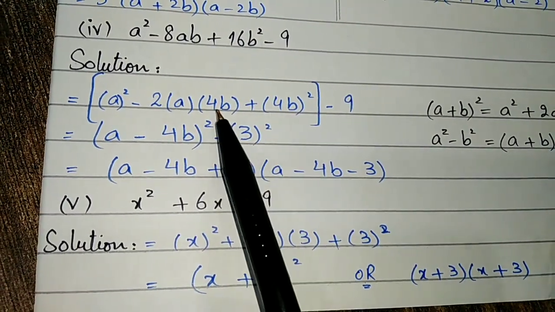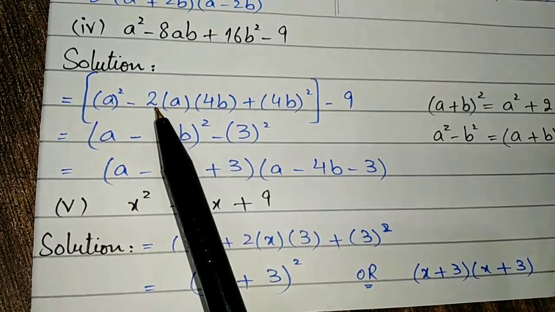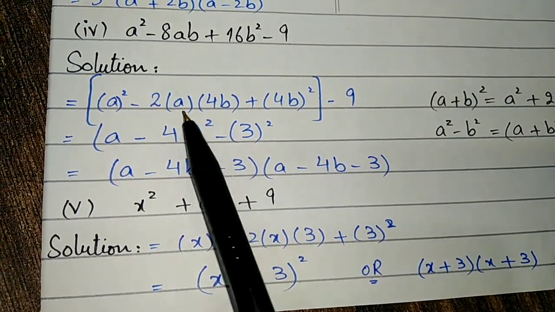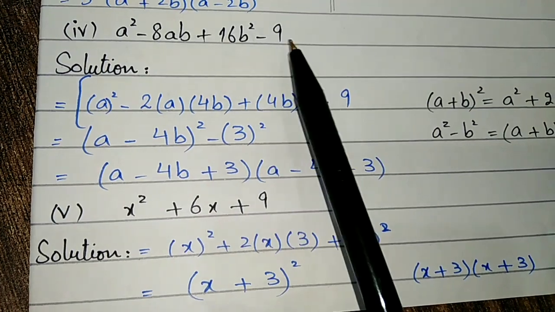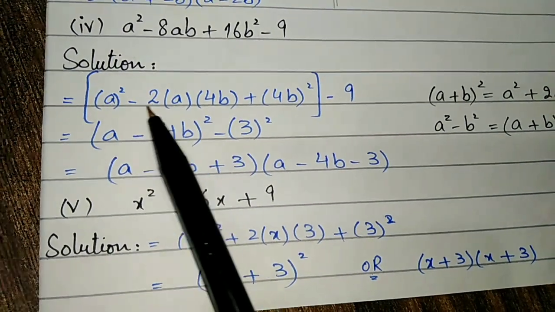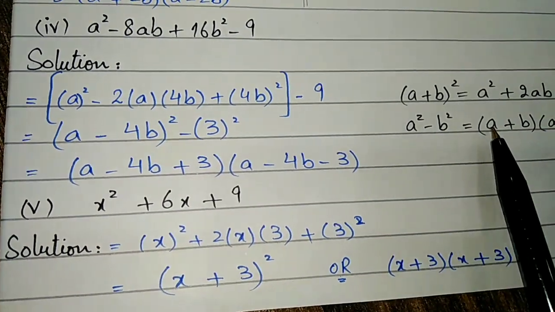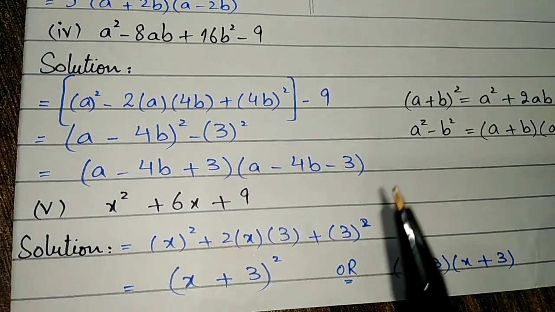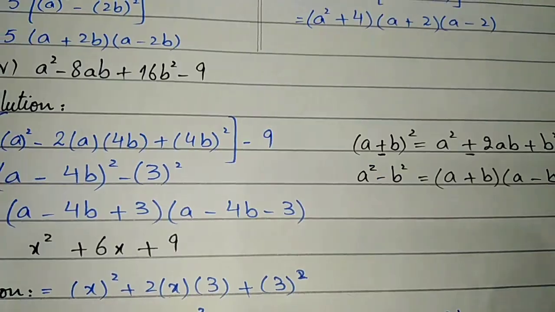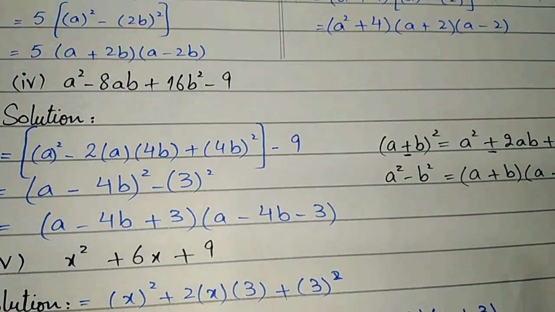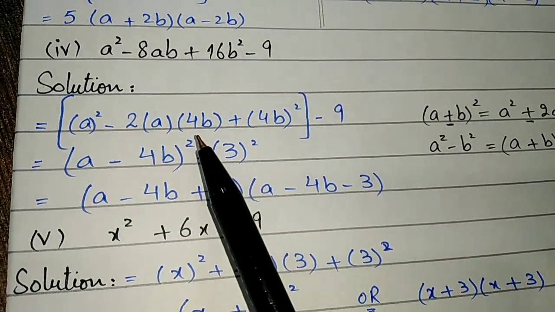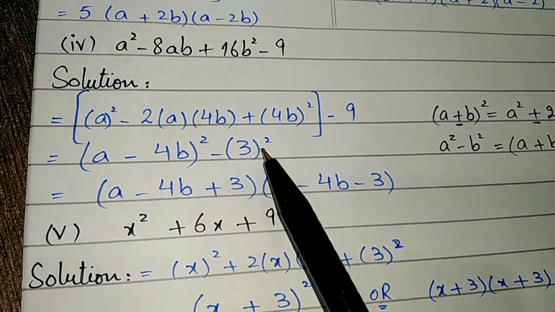Now the second number is in the second bracket. Now when you multiply it, that will become 2 times 4, which is 8ab. You will get the same number, and minus 9 as it is. Now this is the complete formula of a minus 4b whole square. By applying this formula, a minus 4b whole square minus 9 can be written as 3 whole square.